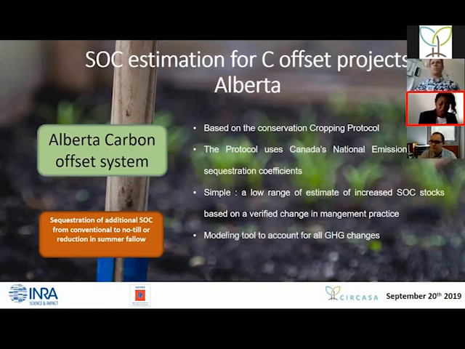This protocol focuses on sequestration of additional soil organic carbon attributable to a change from conventional to no-till, and also to a reduction in summer fallow. The protocol uses Canada's National Emission Tier 2 methodology, which developed soil carbon sequestration coefficients based on measuring and modeling local crop rotations, soil landscape types, and interannual climate variation for geospecific polygons in the National Eco-Certification System.